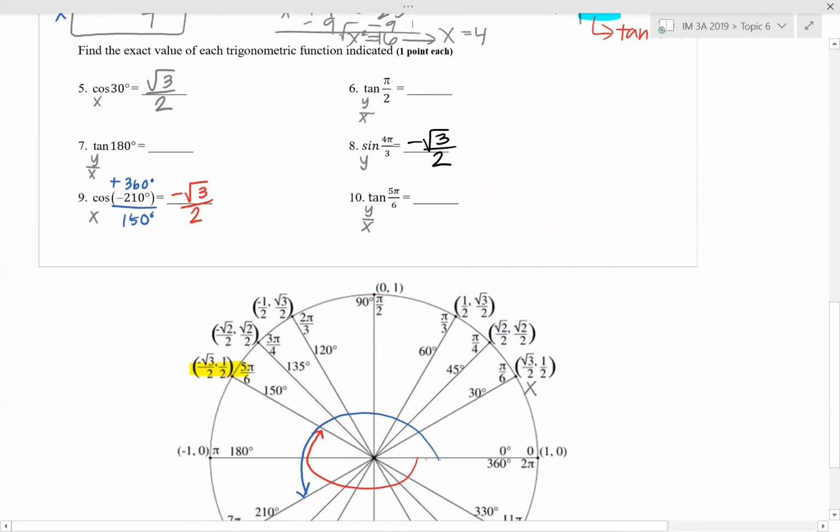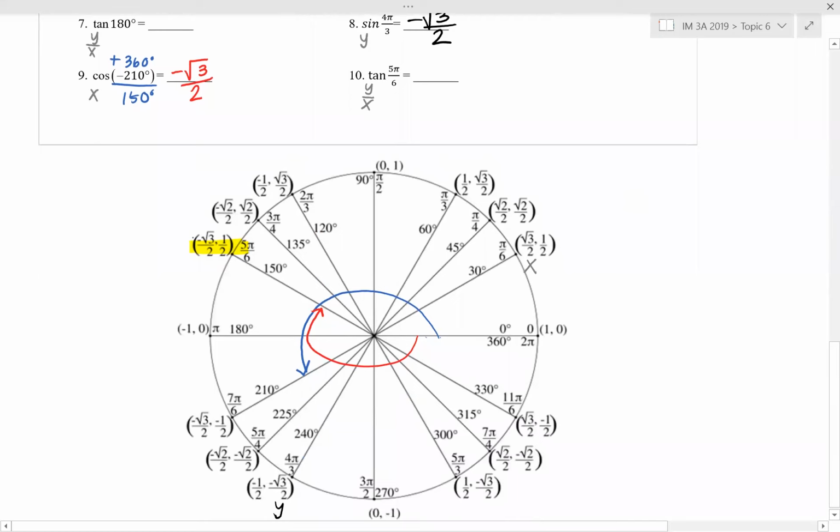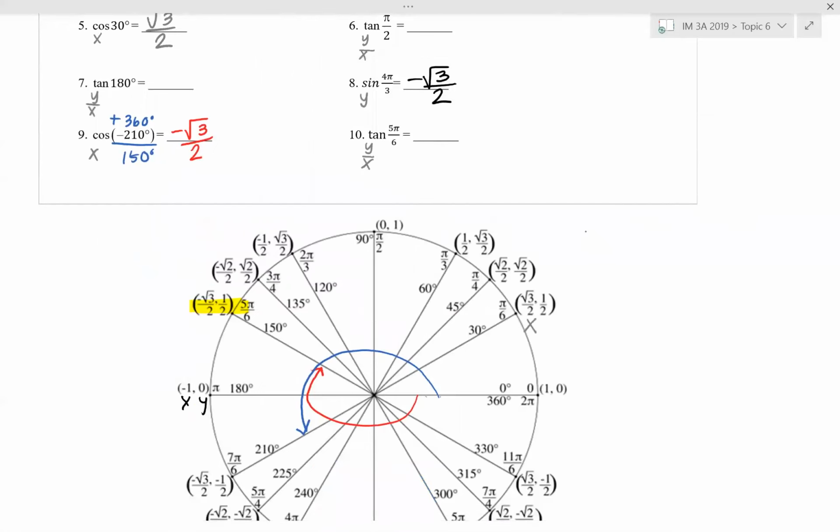The last ones are all the tangents. So for tangents, we're dividing y by x, so we're going to have to simplify our answer. So at 180 degrees, x is -1 and y is 0. So tangent is 0 over -1. That's 0. Okay, so tangent of 180 is 0. You have to simplify or you're not going to get that answer correct.